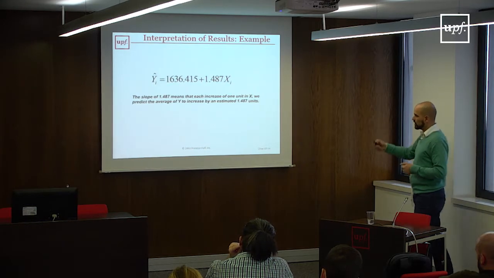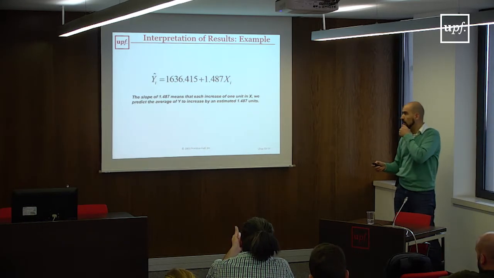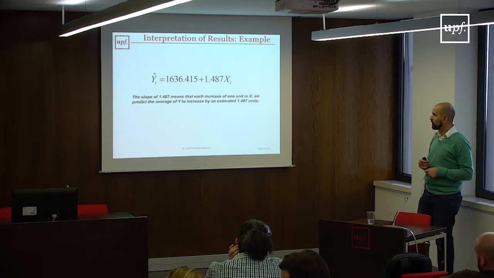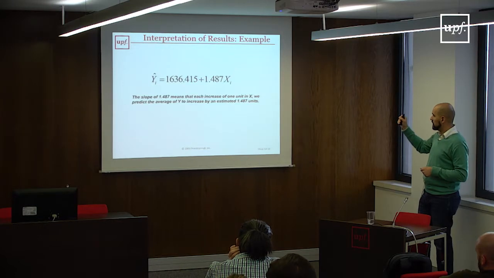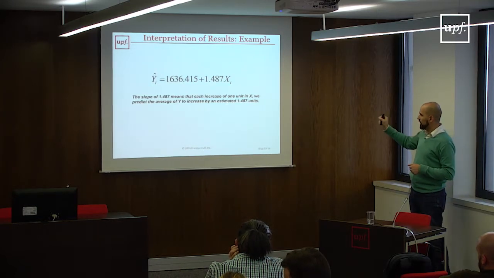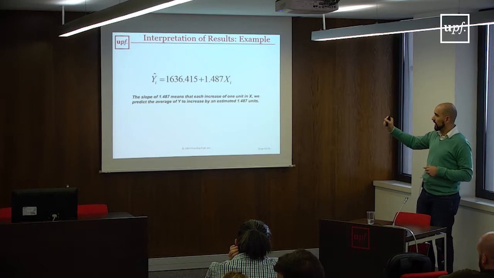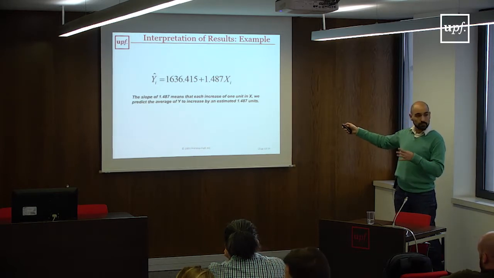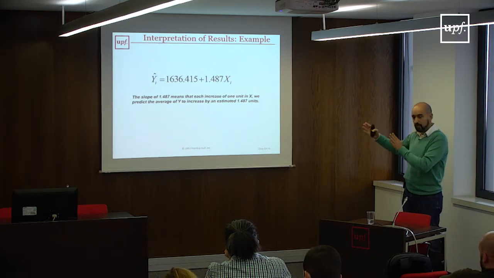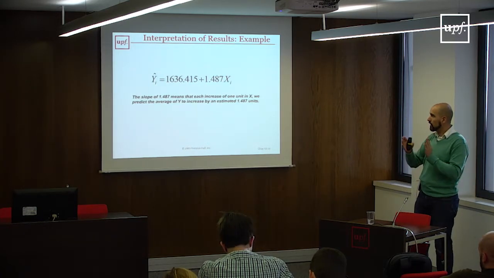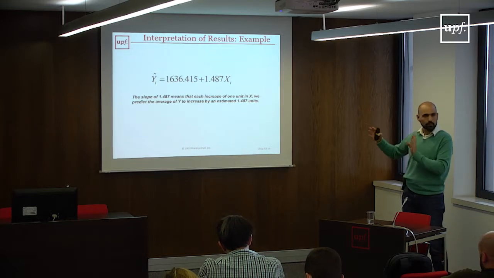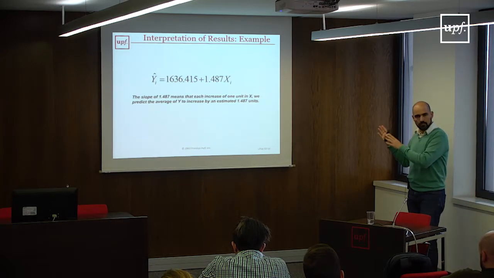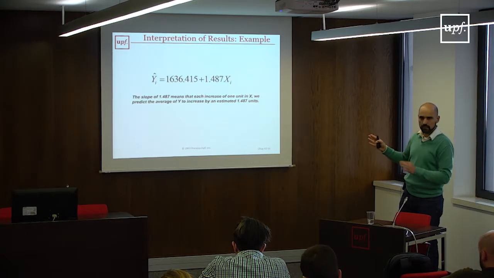So this formula is telling us that a slope of 1.4 means that each increase of 1 unit in x predicts an average increase in y of 1.4. This is what the equation is telling us.